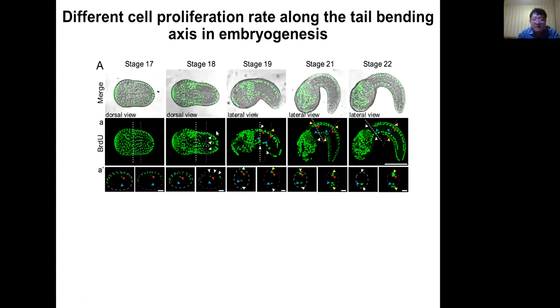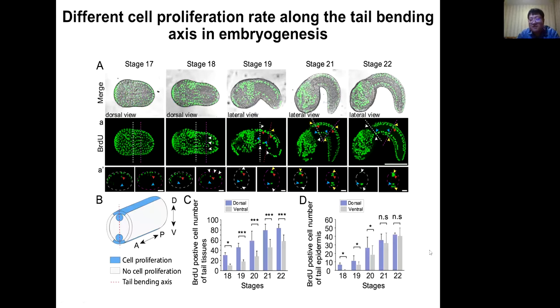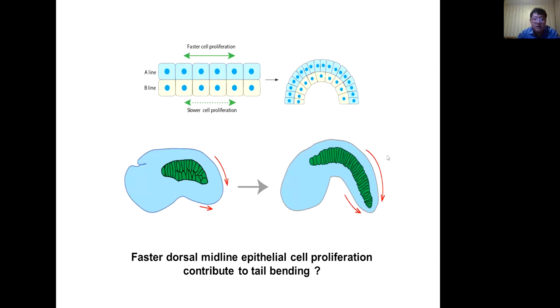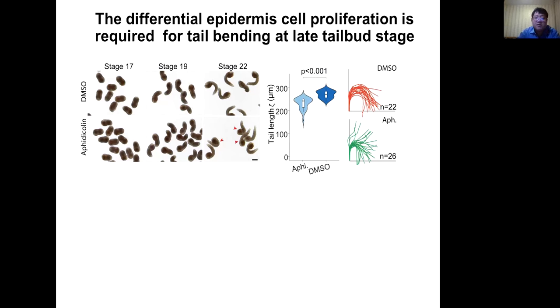We also checked this phenomenon during the development process and found it always persistent in the bending stages. Here is the quantification. Those results may give us another hypothesis that the faster dorsal midline epidermis cell proliferation may also contribute to the tail bending. To prove this, we use two ways to disrupt the cell proliferation.